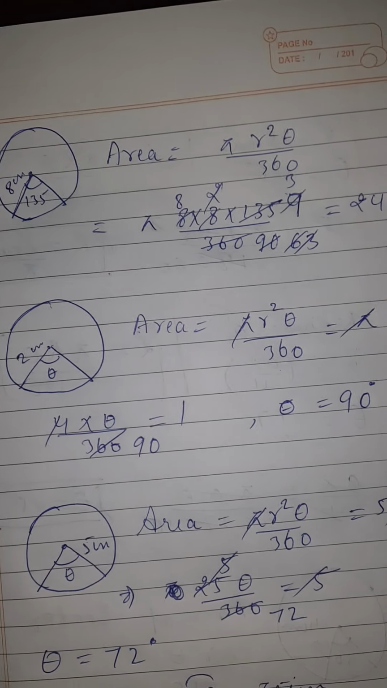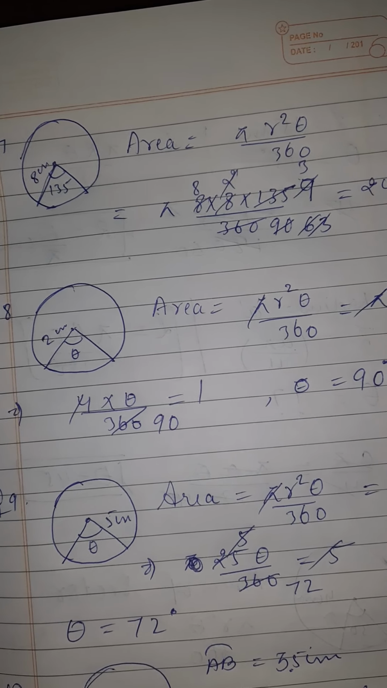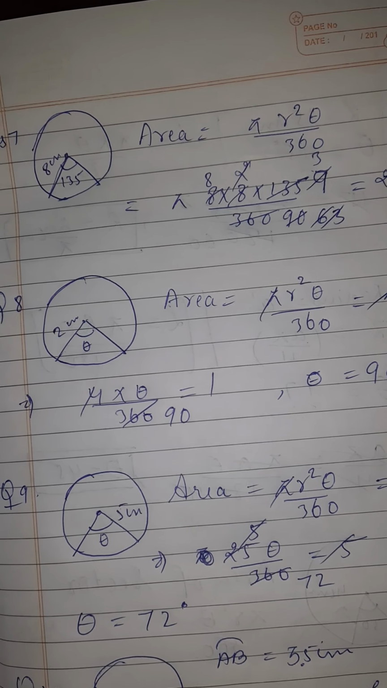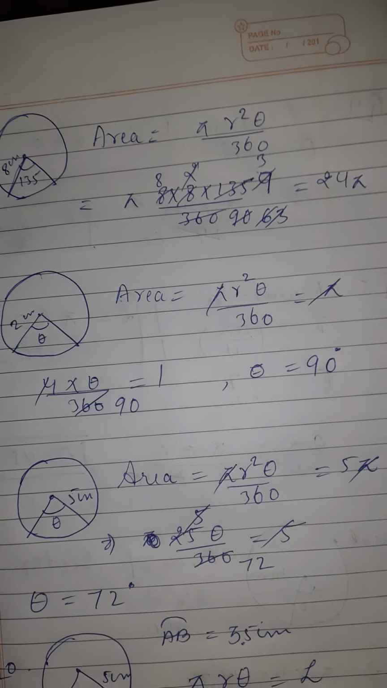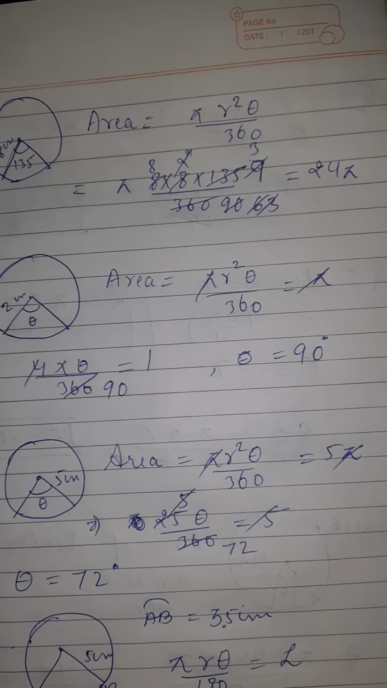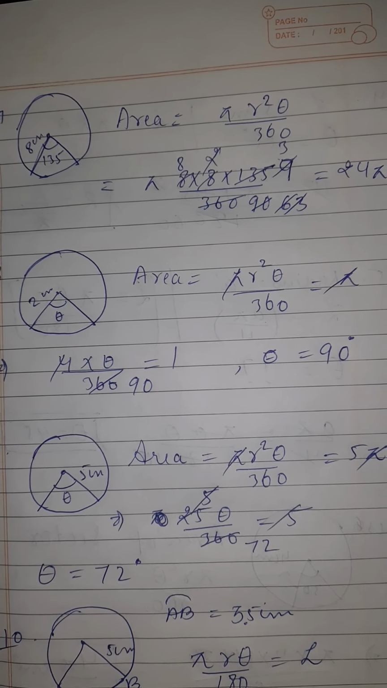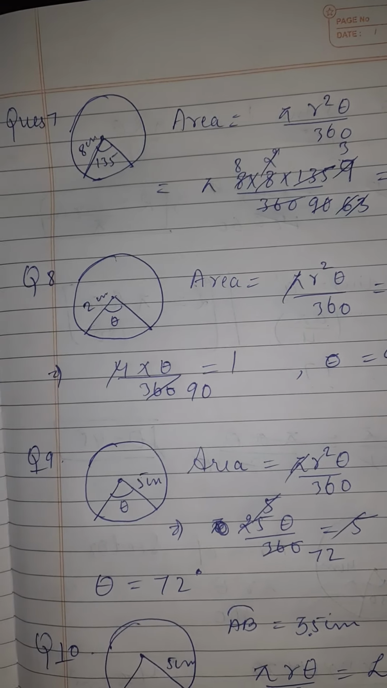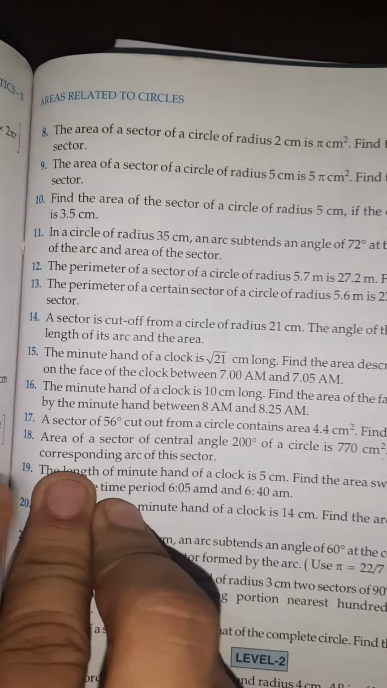So as we know that area of a sector is pi r square theta upon 360. So we can simply put values r as 8 and theta as 135 degree. So by cancelling out the values, we can simply find the area of the sector, which is 24 pi. So this is the completion of question number 7th. Now we shall move forward for question number 8th.